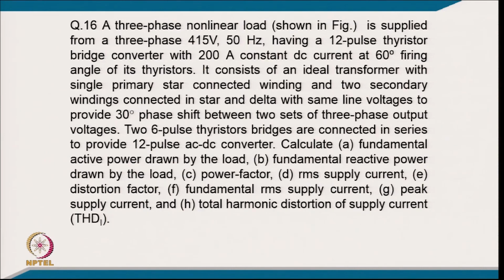Coming to another example: a 3-phase non-linear load is supplied from a 3-phase 415 volt supply having a 12 pulse thyristor converter with 200 ampere constant current at 60 degree firing angle of the thyristor. It consists of an ideal transformer with a single primary star connected winding and two secondaries connected in star and delta with the same line voltage, giving 30 degree phase shift between the two sets of 3-phase output. Two 6 pulse thyristor bridges are connected in series to form a 12 pulse AC/DC converter. Calculate the fundamental active power drawn, fundamental reactive power drawn, power factor, RMS supply current, distortion factor, fundamental RMS current, peak supply current and total harmonic distortion of the supply current.